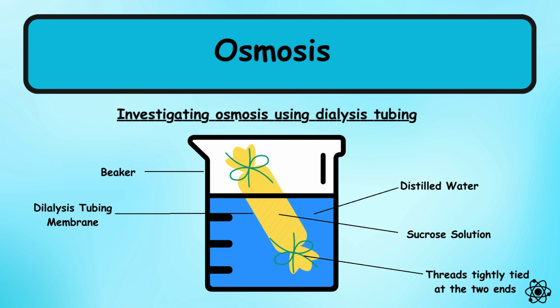Water moves from a region of higher water potential, that is dilute solution, to a region of lower water potential, or concentrated solution, through a partially permeable membrane. Therefore, the water level outside the tubing will decrease as water moves into the tubing via osmosis.